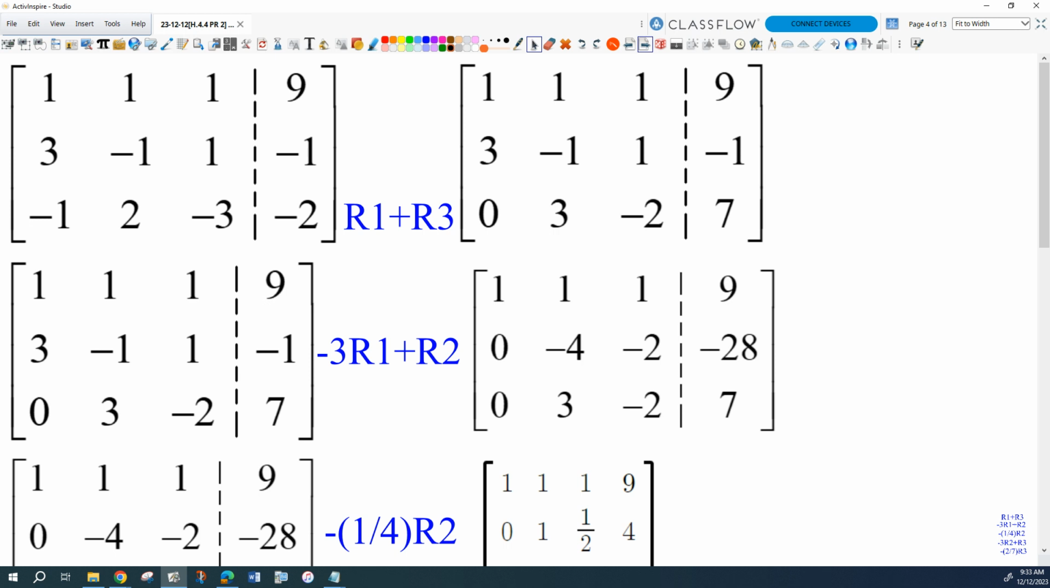We took -3 times row 1 and added it to row 2 so we could eliminate that first coefficient there also. And there you go. It's looking better.